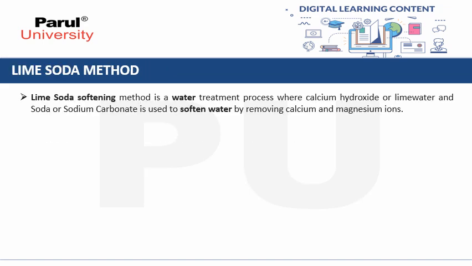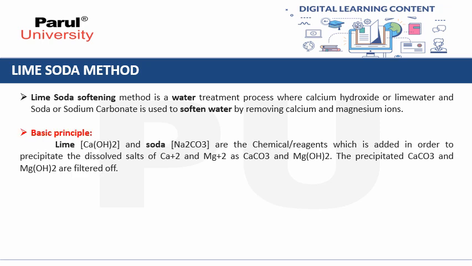Lime soda method. Lime soda softening method is a water treatment process where calcium hydroxide or lime water and soda or sodium carbonate is used to soften the water by removing calcium and magnesium ions. The basic principle behind lime soda method is that lime, that is calcium hydroxide, and soda, that is Na2CO3, are chemical reagents which are added in order to precipitate the dissolved salts of calcium and magnesium as calcium carbonate and magnesium hydroxide. The precipitated calcium carbonate and magnesium hydroxide are then filtered off.